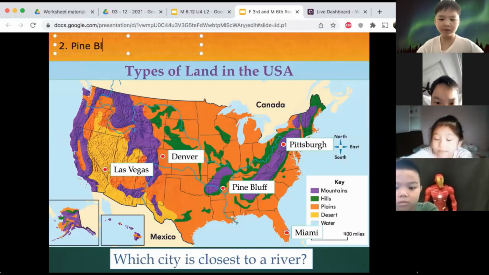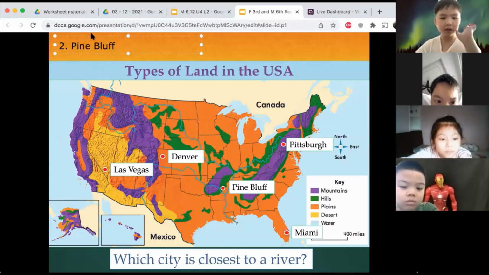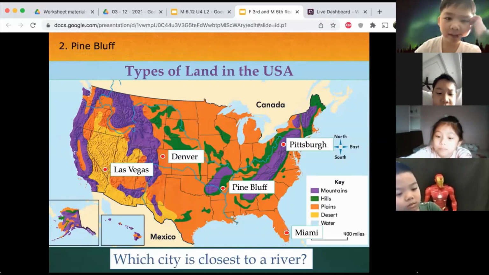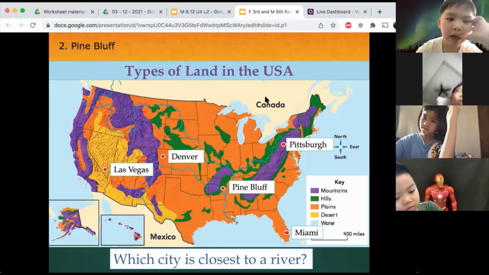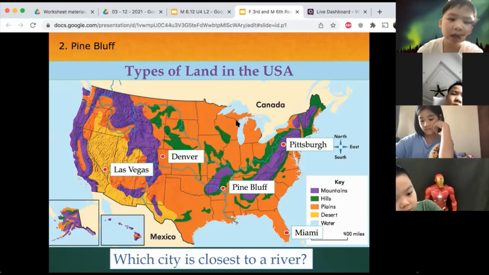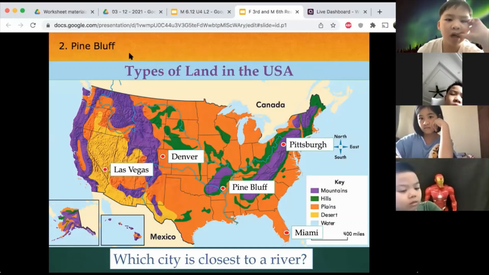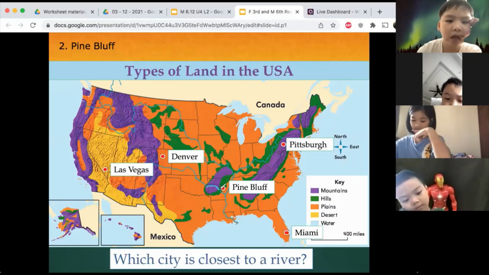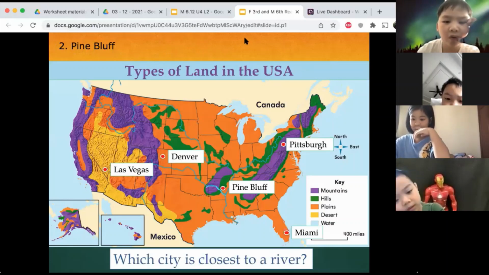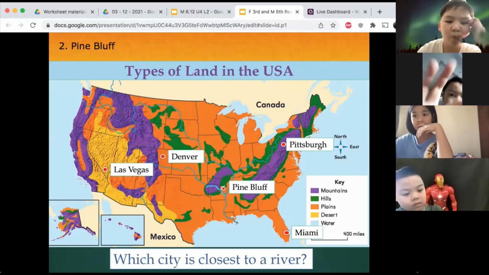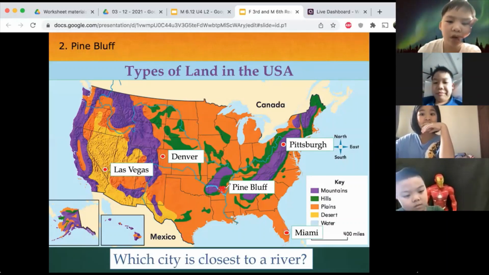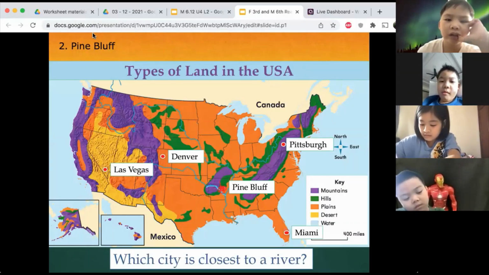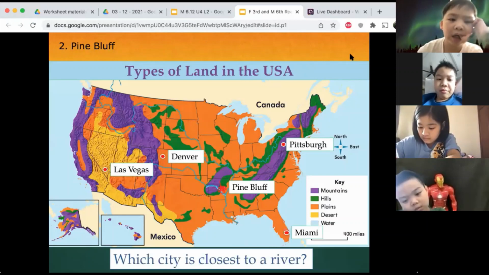Yes, Pine Bluff. A lot of you knew the answer. You need to just raise your hand and wait, okay? All right, very nice. Pine Bluff is next to the river. Do you see? Here's the river. Here's Pine Bluff. So Pine Bluff is the closest city to a river. I hope everyone wrote down their answer.